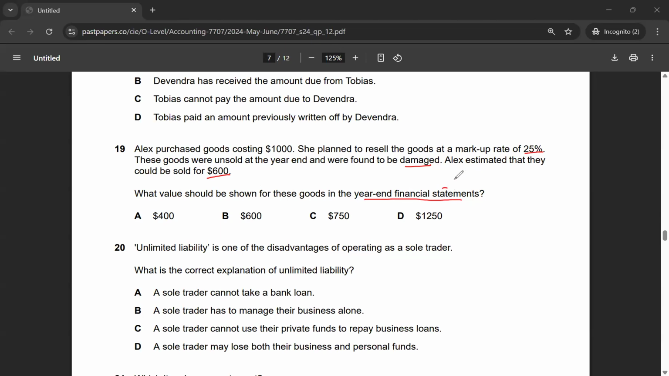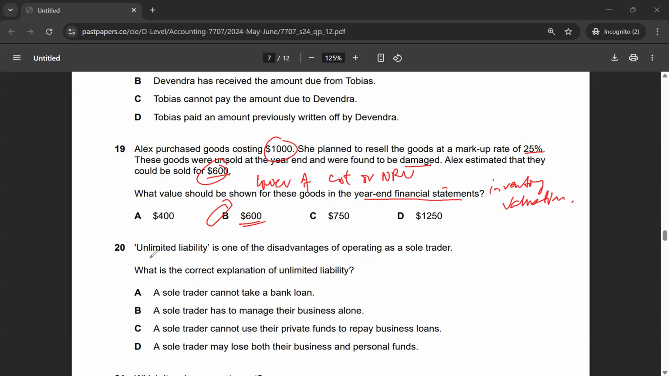Right, so this question is about inventory valuation, closing inventory valuation. And the concept for that is lower of cost or net realizable value, which is also short-formed as NRV. Now the cost is $1,000, but it can only be sold for $600. So the business can only record it for $600. So the correct answer for multiple choice 19 is going to be option B.